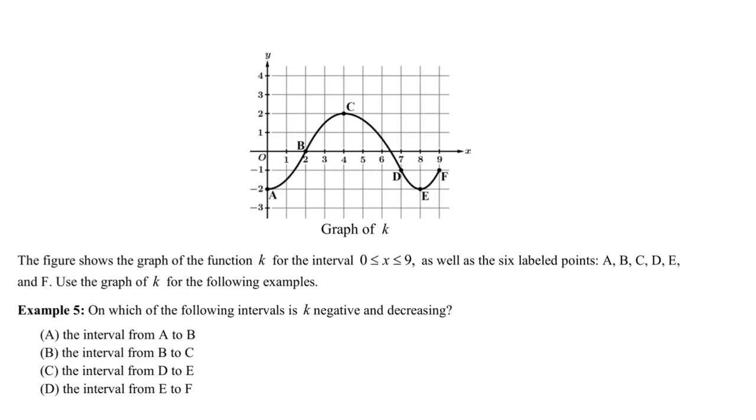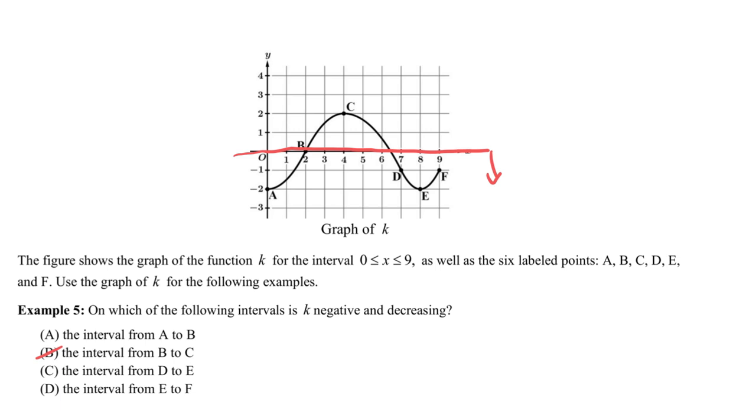All right, from here on out, we're just doing examples, so let's go ahead and jump right in. It says, on which of the following intervals is k negative, meaning the y value is negative and decreasing, going down? So we have the x-axis here, so we know that we have to be down in the bottom, right? It could be A to B, it could be D to E, it could be E to F. So B to C is gone. Can't be that one, but it can be one of the other three. Those other three are all negative. So now we just have to find the one that is going down, which is decreasing.